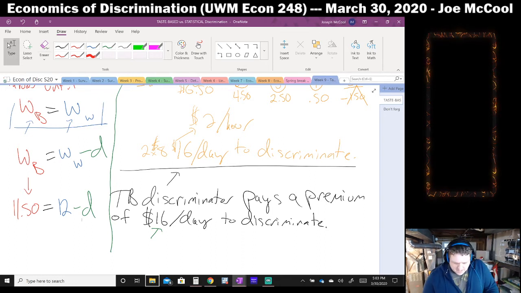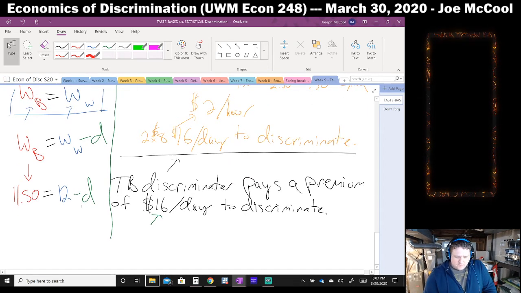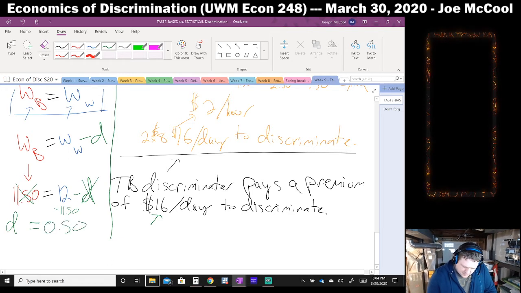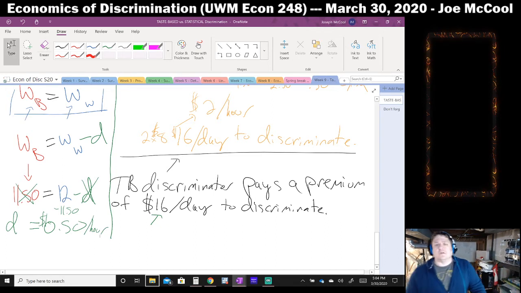All right. So 1150 equals 12 minus D. So all we have to do now is add this D to both sides. So now this goes here, and now it's D. And then we subtract 1150 from both sides. So D equals 50 cents per hour per worker, right? So we have this discrimination coefficient that we can now measure, okay?